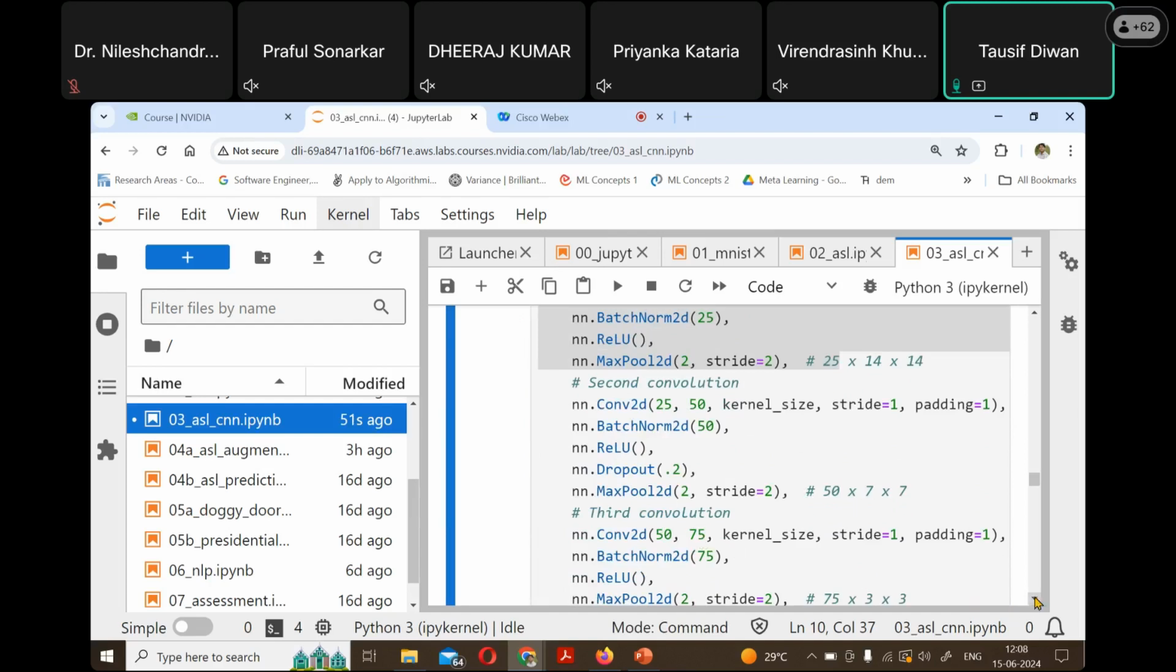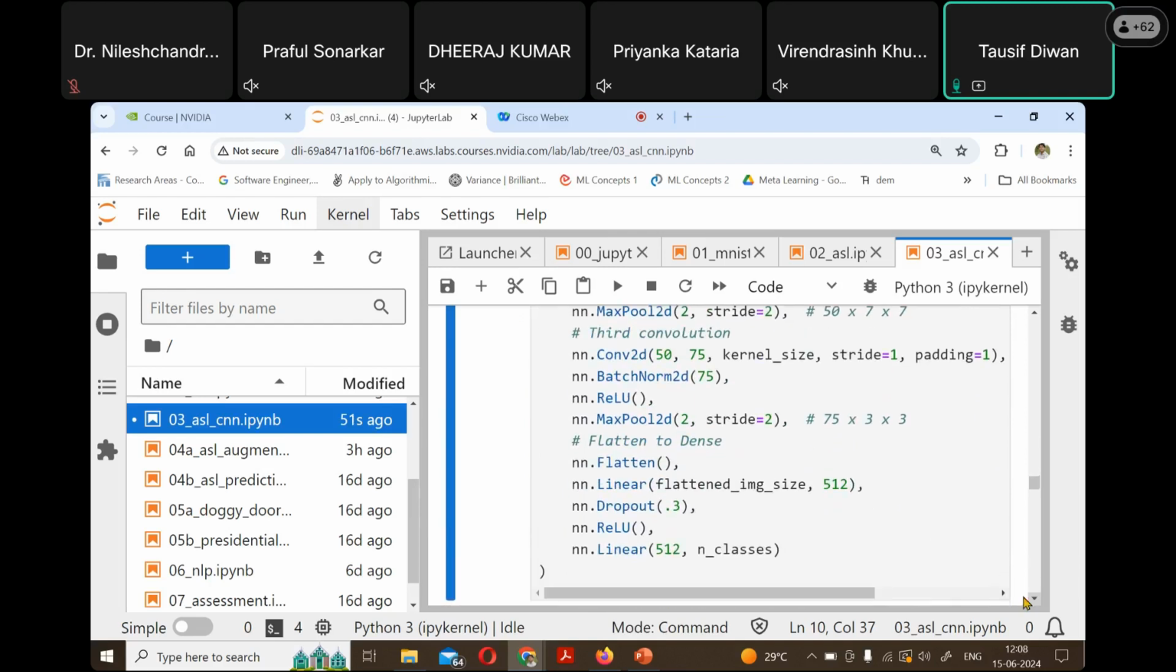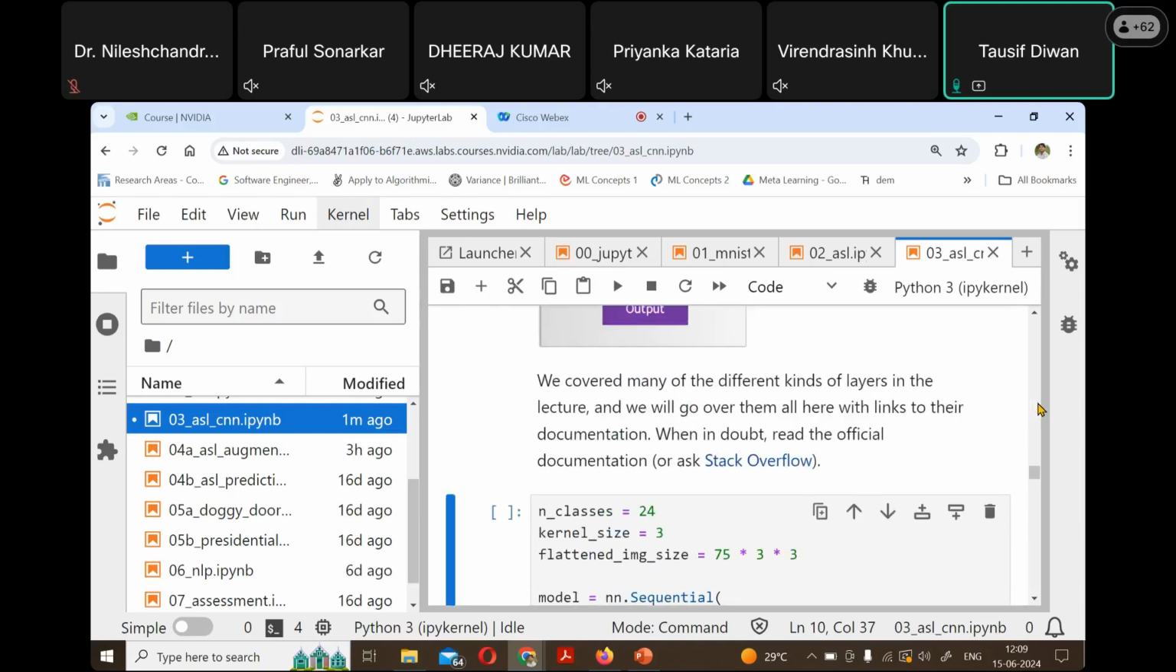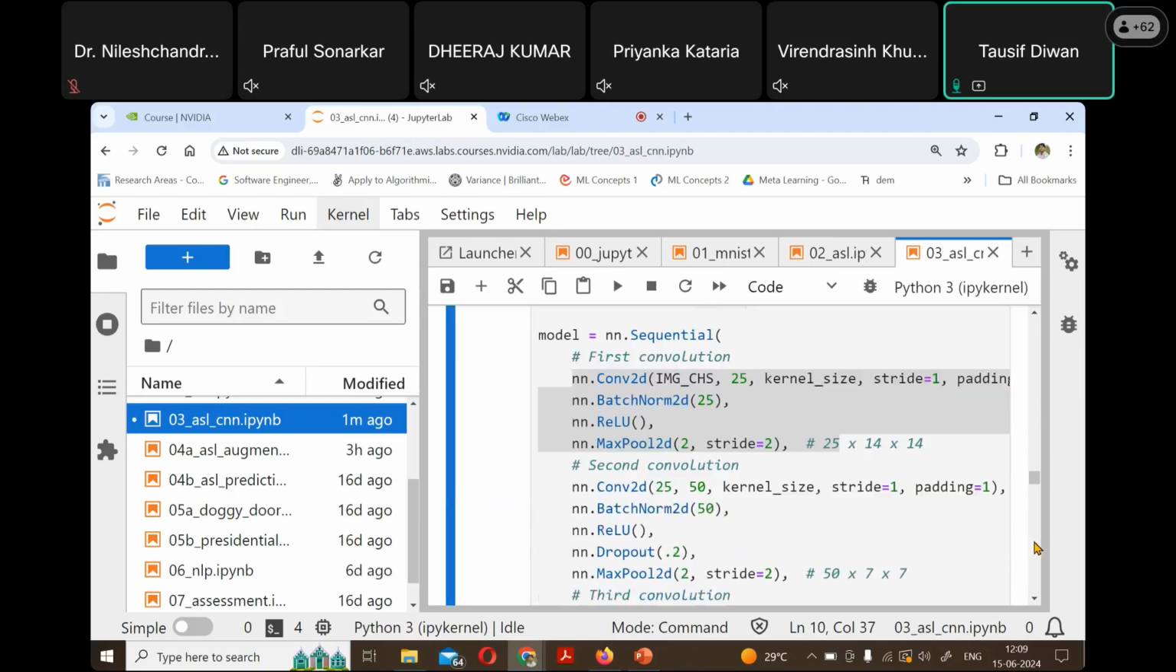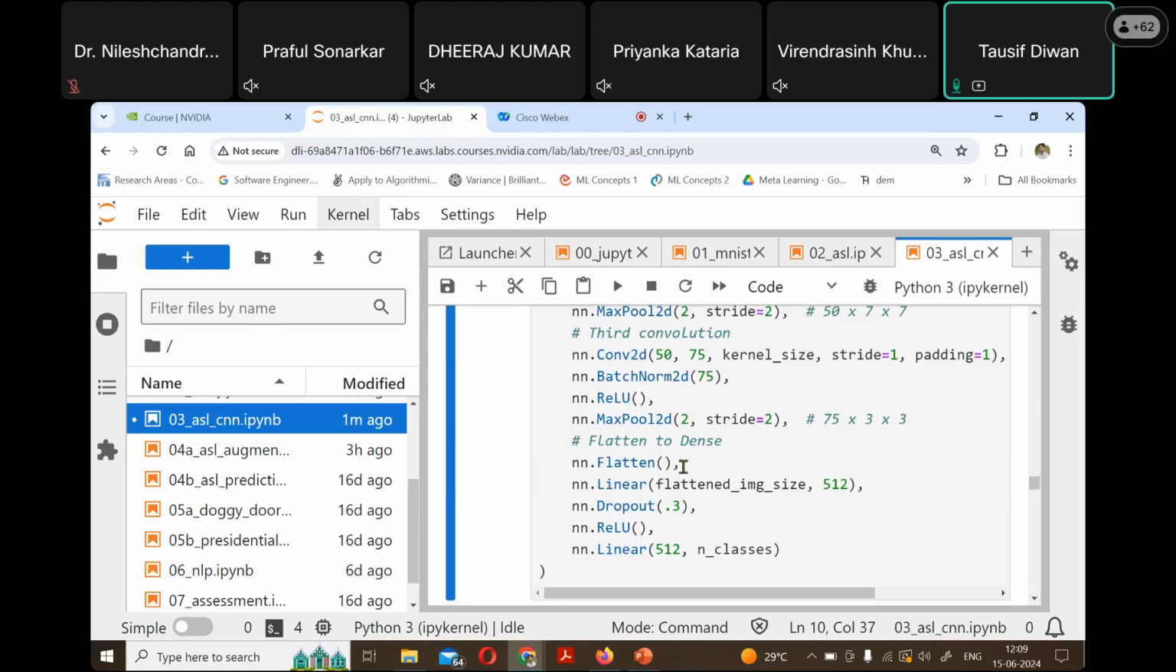Then batch norm and then ReLU, max pool 2D. Now this flattened image size is coming into picture. And what is this flattened image size? Here in the linear layer, we need to define the input and output shape. So input shape is 7533. This 7533 is nothing but the output of this max pool 2D. See, we already defined it over here.